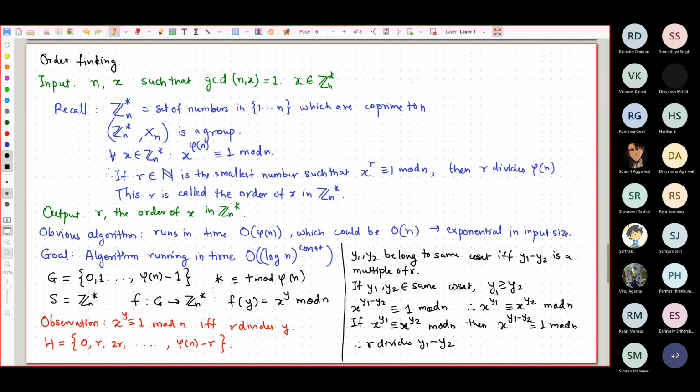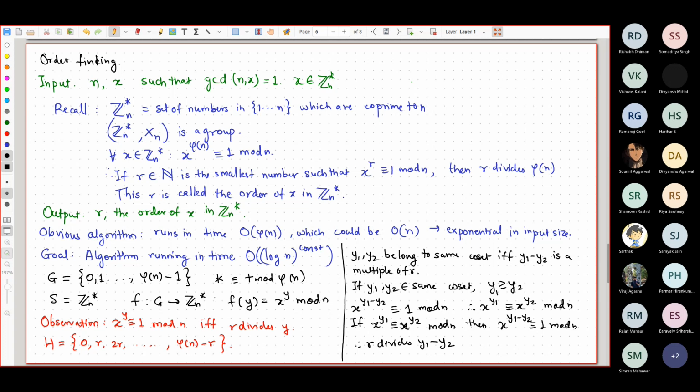How do you provide this addition modulo phi n as a black box without actually computing phi n? Or do you need to compute phi n? And if you need to compute phi n, how do you compute it? Remember, all that has to be done in log n to the power constant time. So that's something I'm not sure about. I need to find out.